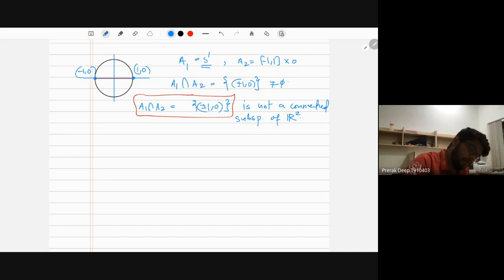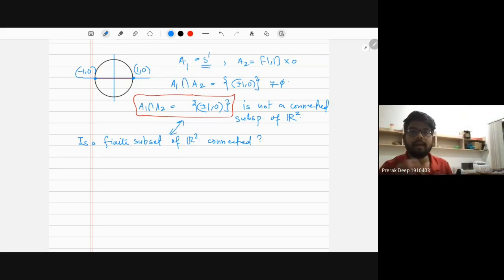So, okay, now let me write it in this way. Think of it as a finite subset of R2. Is a finite subset of R2 connected? These two things, this is more general, but you can think these two things are the same. So now, is a finite subset of R2 connected? Now let me phrase this in this way.